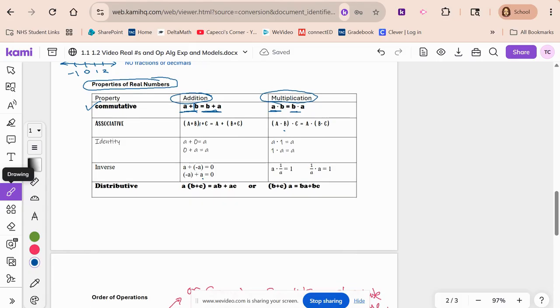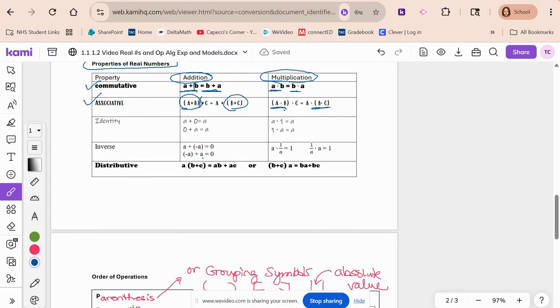Now, the associative property, that's the one where I like to say, well, who do you hang out with? Who are you grouped with? Well, that is where the parentheses are. So in this first example, if I group A plus B first in parentheses when I'm adding, and then on the right-hand side, I group B plus C together, we're still going to get the same values. They're going to be equal. Same thing for multiplication. My grouping does not matter in using these operations.